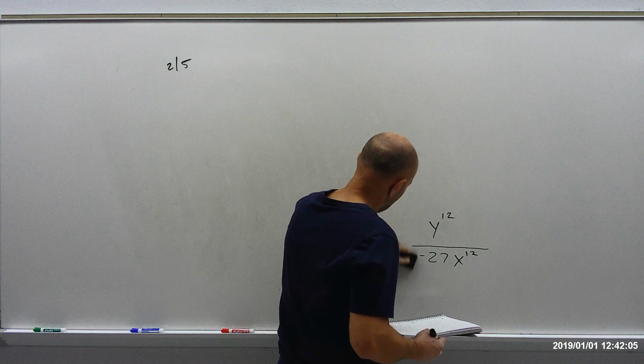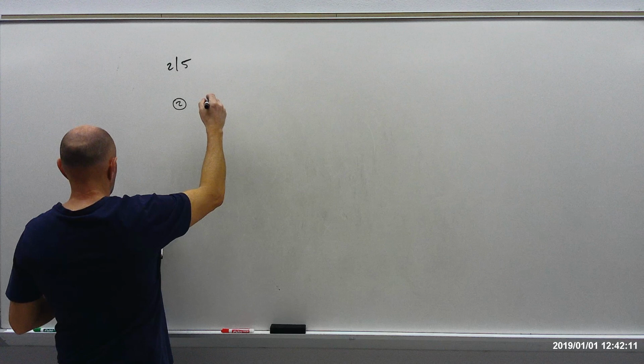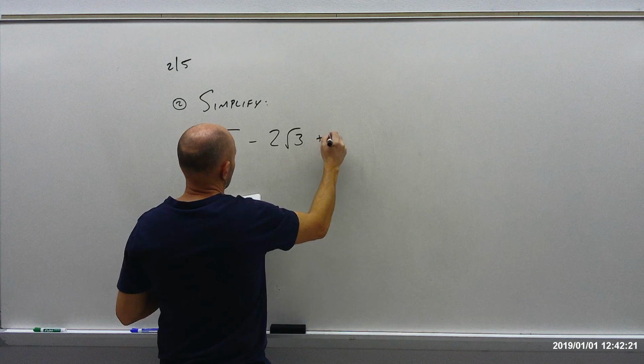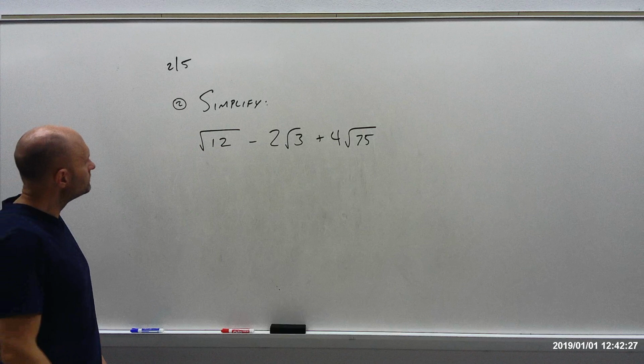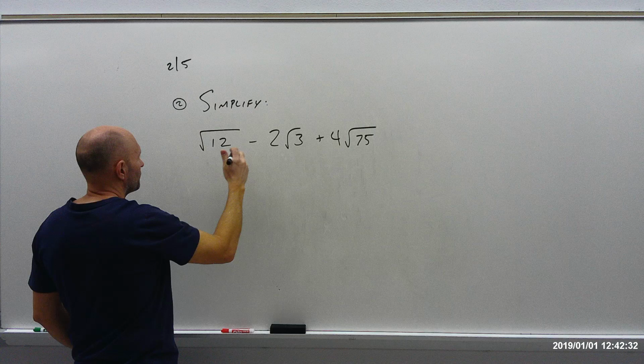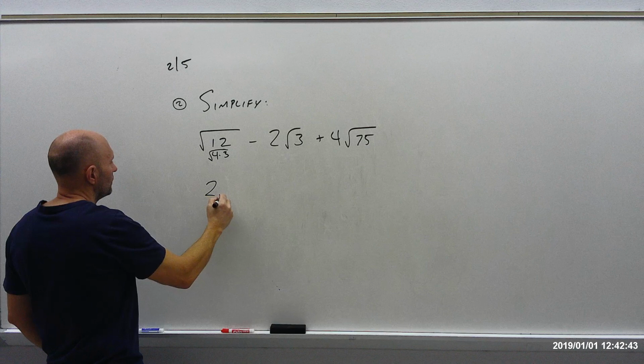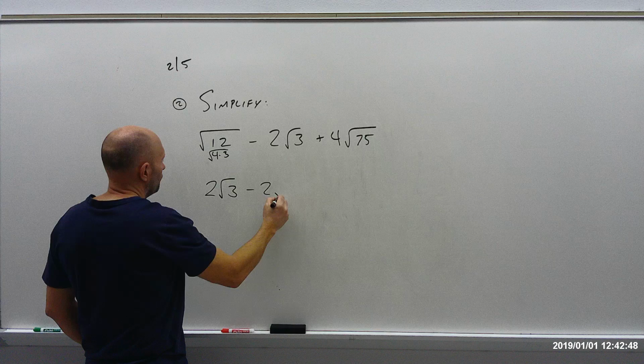Number 2. Another one of our radical problems. We'll simplify: square root of 12 minus 2 root 3 plus 4 times the square root of 75. So, this guy kind of gives us an indication what we need, the square root of 3. So, what is 12 divided by 3? Yes, 4. So we have what? Square root of 4 times square root of 3. Square root of 4 is 2. So this one just reduces to 2 root 3 minus 2 root 3.